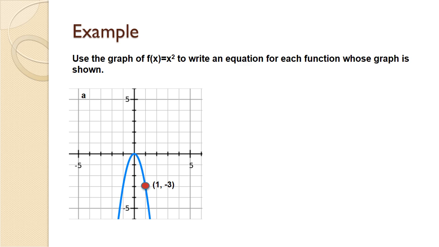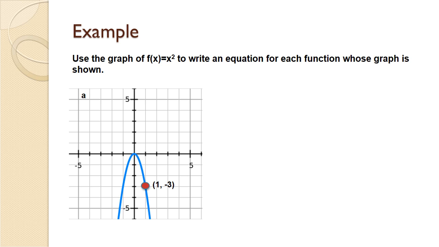Now we're going to use the graph of f of x equals x squared to write an equation for each function whose graph is shown. Okay, what this does is it gives you a point that's on the graph. So this is going to allow us to find anything that might be multiplied. We already know something about the graph from what we're looking at here. Just to give you a hint, it's not been shifted, but it has been reflected. So we know it's going to have negative in front of the x squared.